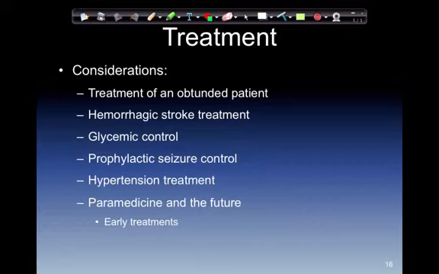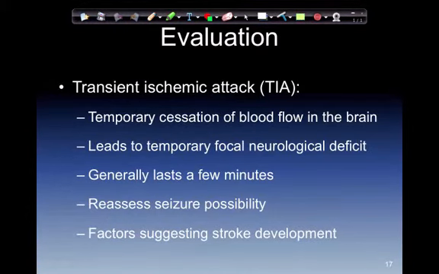Paramedicine in the future, we may see very early treatments of some things that are currently being assessed as far as evidence-based medicine. Early administration of neuroprotective agents, magnesium, glucose, insulin, potassium, and so on. Evaluation of transient ischemic attack, or TIA. It's a temporary cessation of blood flow in the brain. Leads to temporary focal neurological deficit, generally lasts only a few minutes.